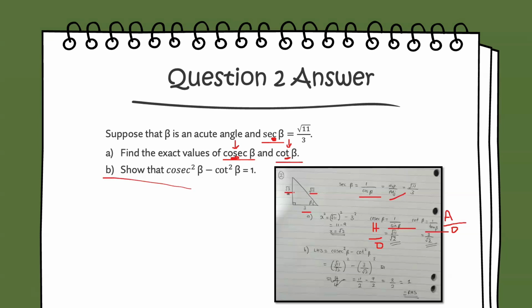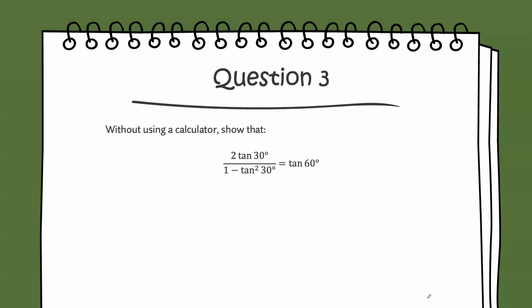Now, if we find part B, which is to prove this, cosec squared B minus cot squared B is equal to root 11 over root 2 squared minus 3 over root 2 squared, which is 11 over 2 minus 9 over 2, which in the end equals 1, and is equal to our right-hand side. And therefore, we have proved that as well. Okay, so similar sort of question there as well.